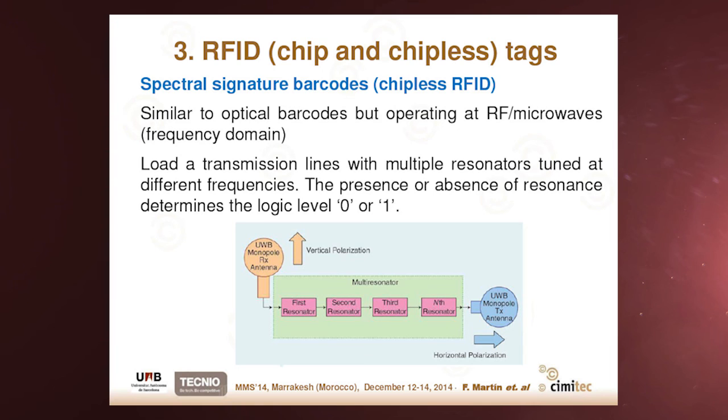And to end, just let me show you that another possibility to reduce the cost of tags is to implement chipless-based radio frequency identification tags. This can be implemented in the time domain or in the frequency domain. For instance, in the frequency domain, we can implement chipless RFID tags similar to optical barcodes, but operating at radio frequency or microwaves. The idea is to load a transmission line with multiple resonators, each tuned at a different frequency, so that the presence of a 1 or a 0 is the presence or absence of the resonator.